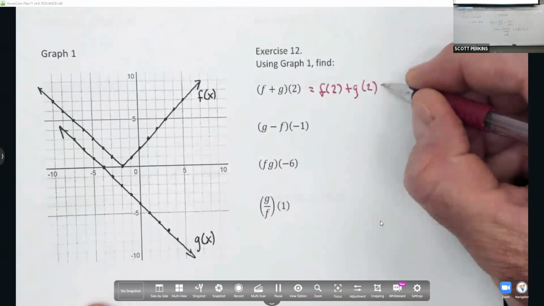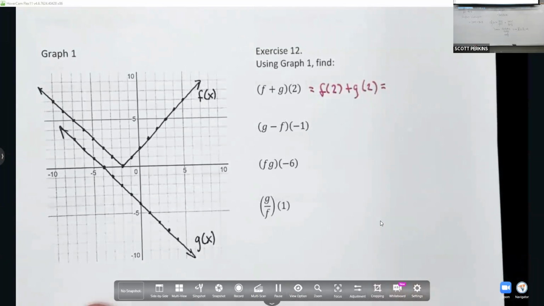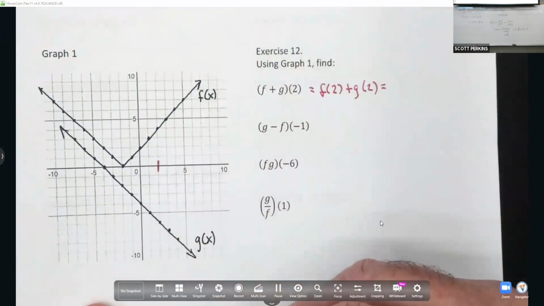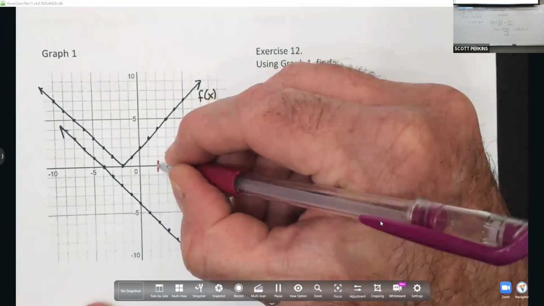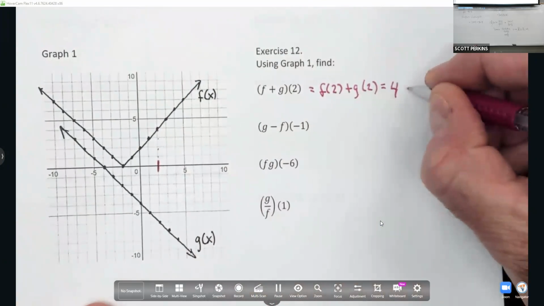And now I'm going to use the graph to determine the values. So the function f at 2. Anybody want to throw out there what you think the output is for the function f at 2? Okay, here's the x value 2, right where I've made that mark. And the y value for f is 1, 2, 3, 4. Yes, whoever said 4, amazing. Thank you for your help.